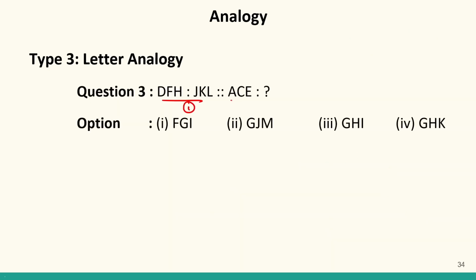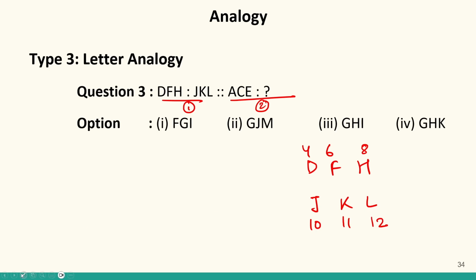This is the first pair and we have to find the missing element in the second pair. So from D, F, H, we are moving to J, K, L. Now D is positioned at 4, F is positioned at 6, and H is positioned at 8. J is positioned at how much? J is positioned at 10, K is positioned at 11, and L is positioned at 12.